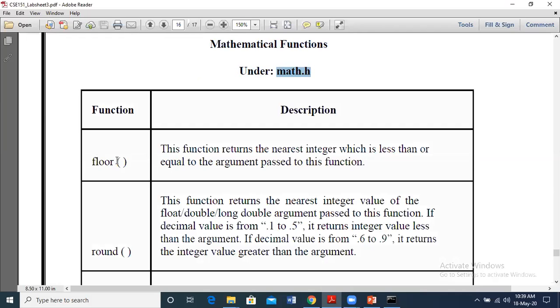So the first one is floor. This means the function returns the nearest integer less than or equal, right? For example, if we give the value as 3.4, it will round off to the lower value and return 3. It does not round to a higher value, whatever value we give. It lowers it, and only the integer part is returned.